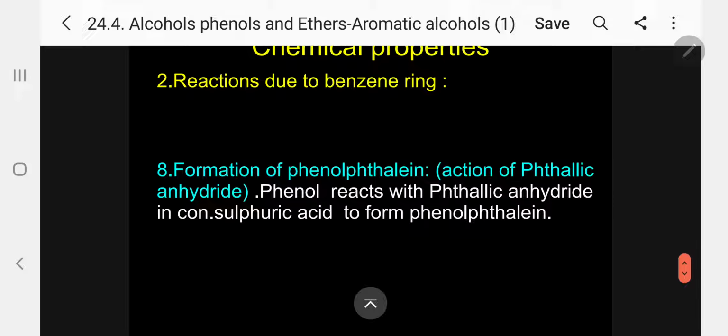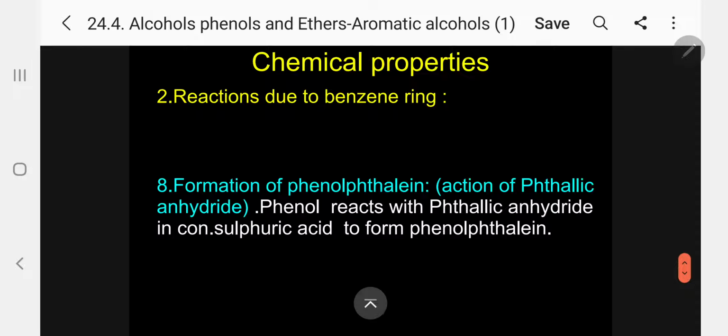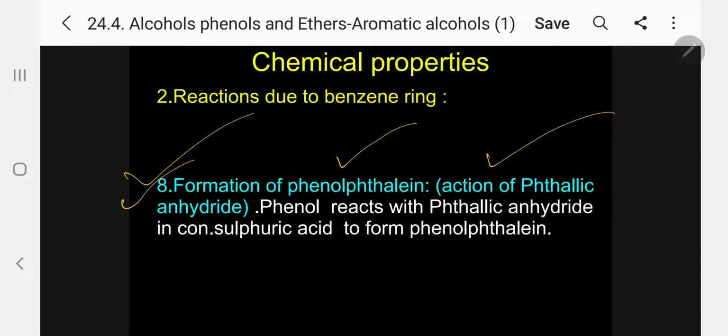Now, the next one, number 8, formation of phenolphthalein. Very, very interesting and important. It's an indicator. Action of phthalic acid, or we can use phthalic anhydride. So phenolphthalein will form from phenol. Phenolphthalein is an indicator commonly used in the laboratory whenever you are using strong bases.